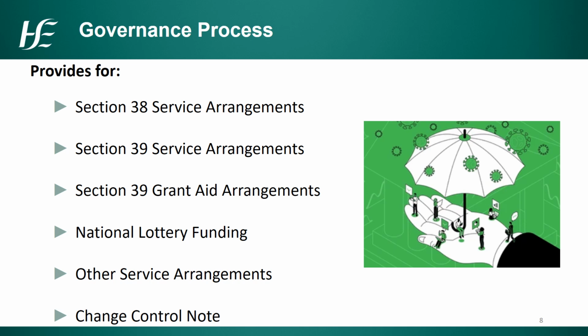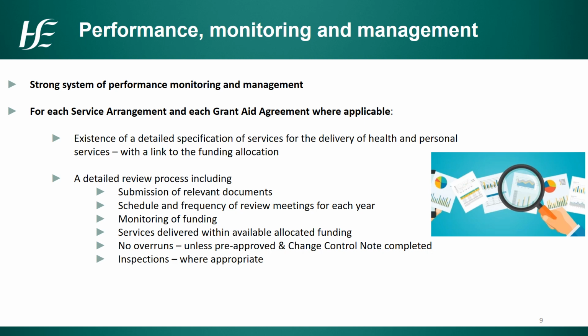The change control note process allows for changes throughout the year for funding, services, or both, after the governance documentation is signed. All change control note documentation is generated through the Service Provider Governance System. It is the policy of the HSE to ensure that a strong system of performance monitoring and management exists with agencies. This is a key control which enables the HSE to fulfil its statutory role in ensuring safe services of appropriate quality and value for money are delivered.